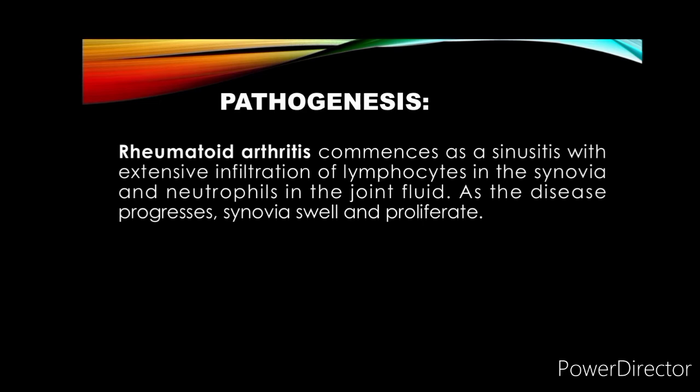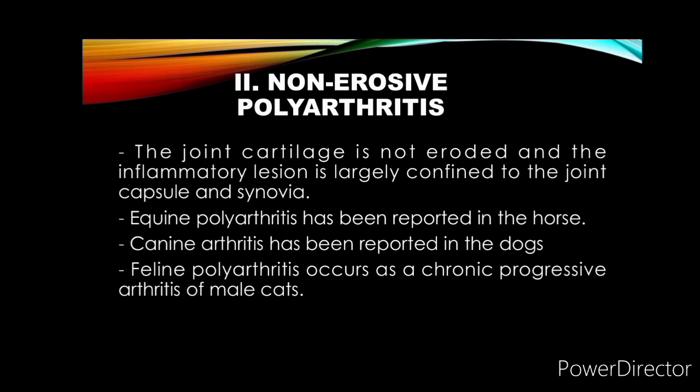Pathogenesis. Rheumatoid arthritis commences as a synovitis with extensive infiltration of lymphocytes in the synovia and neutrophils in the joint fluid. As the disease progresses, the synovia swell and proliferate. Non-erosive polyarthritis. The joint cartilage is not eroded and the inflammatory lesion is largely confined to the joint capsule and synovia.